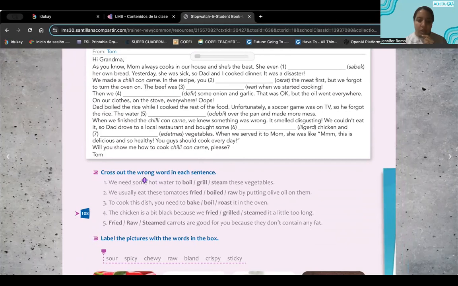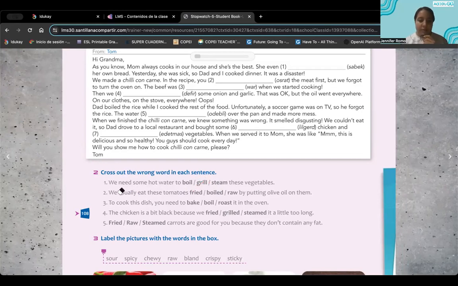For example, it says, we need some hot water to boil, grill, or steam these vegetables. So, for example, I think the incorrect word here is grill. So I'm gonna cross out grill. That's the same way you're gonna do in the other ones.